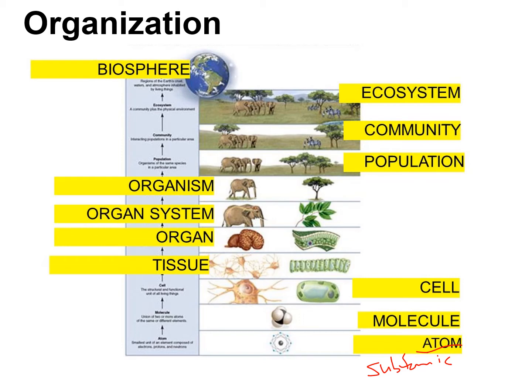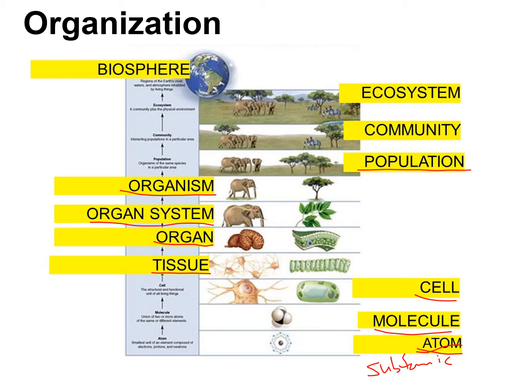When you put those subatomic particles together, you generate an atom. When you put several atoms together, you generate a molecule. Several molecules together can generate a cell. When you put cells together, you can generate a tissue. Different tissues working together form an organ. Different organs working together form an organ system. Several organ systems working together form an organism. Several independent organisms working together form a population.